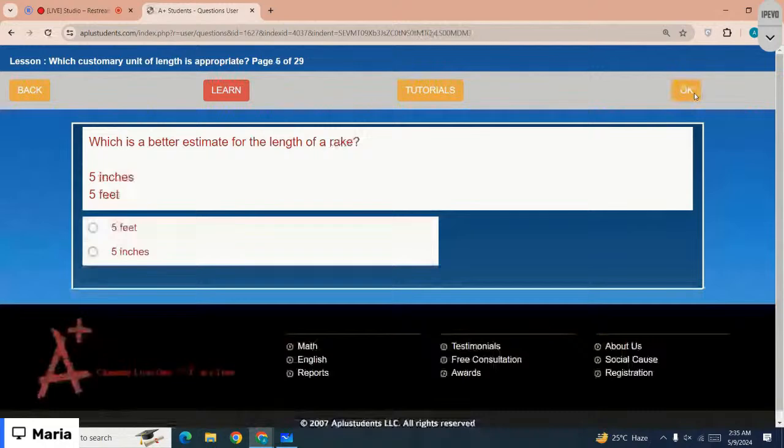Which is a better estimate for the length of a rake? 5 inches, 5 feet. That must be 5 feet.